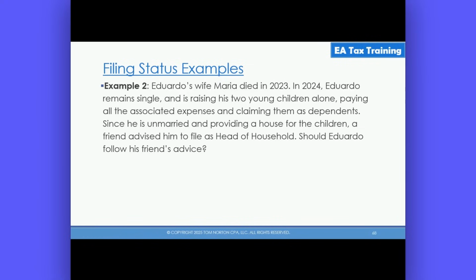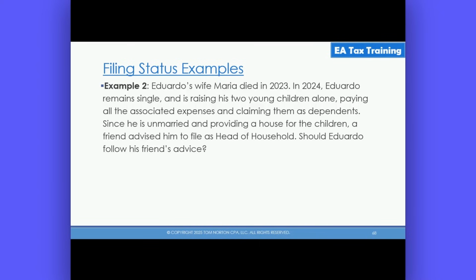Next, Eduardo's wife Maria died in 2023. In 2024, he's still single and he is raising his two young children alone. He's paying all of their expenses and he is claiming them as dependents. Since he is unmarried and he is providing a house for the children, a friend of Eduardo's advised him to file as head of household. Should Eduardo follow his friend's advice?